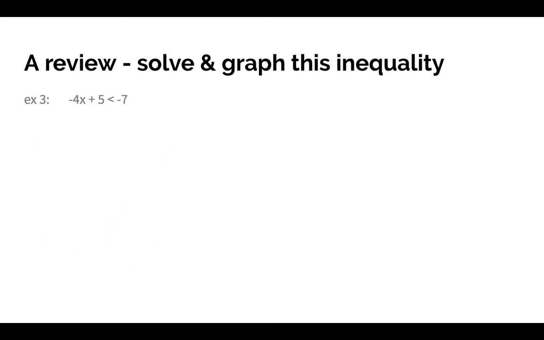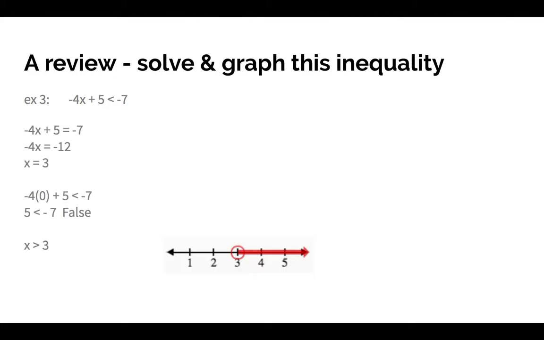Here's another one that we've done before. I want you to solve and graph this inequality on a number line. Again, pause, and when you're ready, come back to check your work. Welcome back. So we changed to an equals. We solved and got 3. Because of the original less than, that's an open circle on 3. Tested 0 on that number line. It was false, and so we shaded x greater than 3.